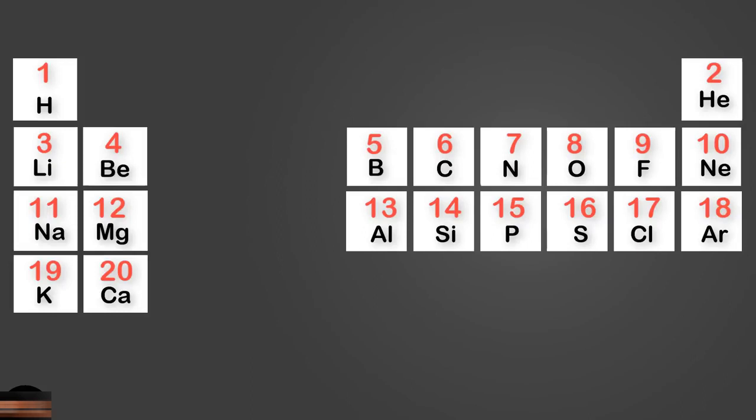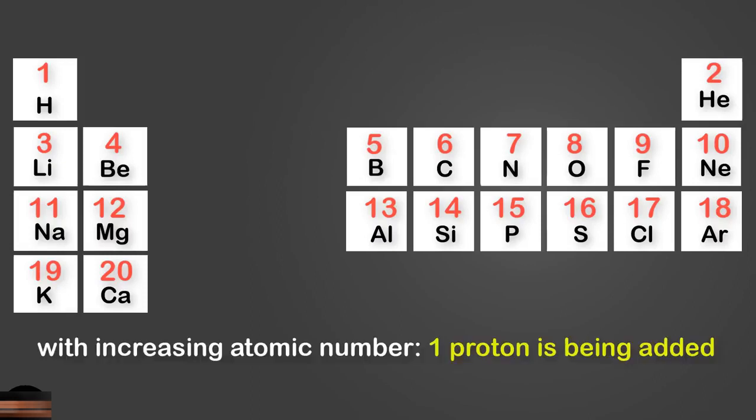With every element that you filled in here, the atomic number is increasing by 1. So what does that mean? 1 extra proton is being added in the nucleus. Now how is the electron number changing? What do you think? That's right, the electrons are also increasing by 1 because remember, an atom is neutral. It has equal number of protons and electrons. And note, we are not concerned about the number of neutrons right now.